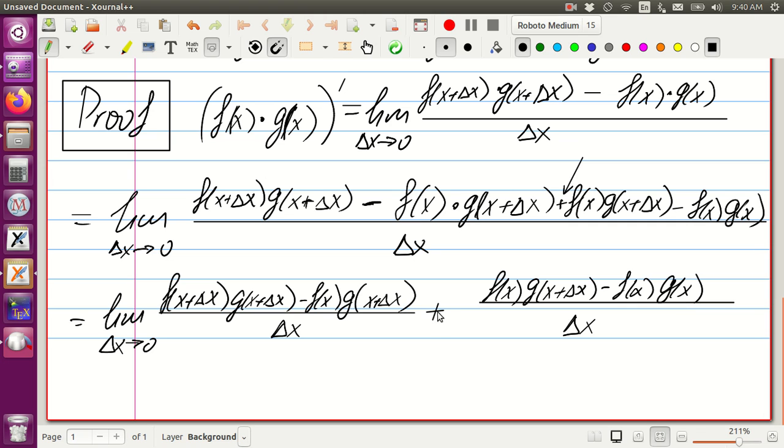All right. But now we can use the rules for the limits. If we have a plus inside of the limit, we can split it into two different limits.